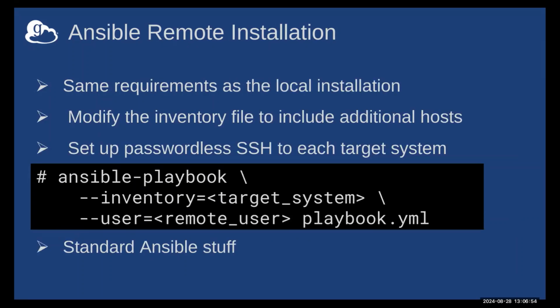Here we have an example of a remote node installed using the Ansible role. At this point, this is really just standard Ansible stuff. If you've ever used it before, you modify the inventory file to include the remote hosts. You set up passwordless SSH access to each target node, and then you execute the playbook. So standard stuff for Ansible, and the framework is there on the repo if you're interested in using that.